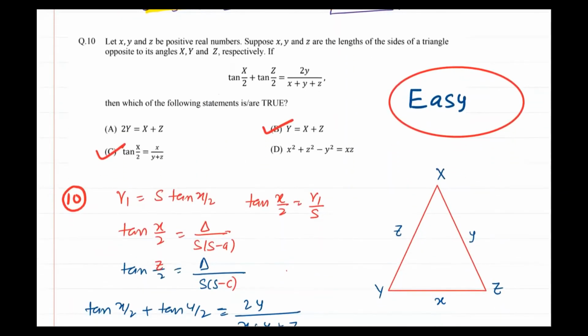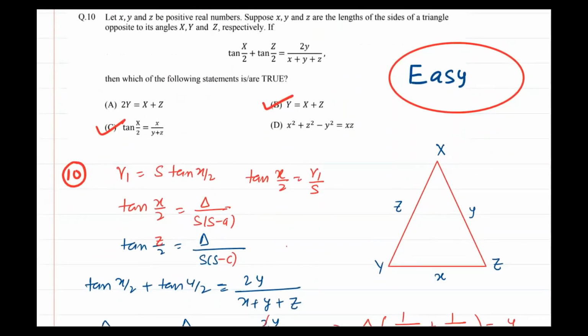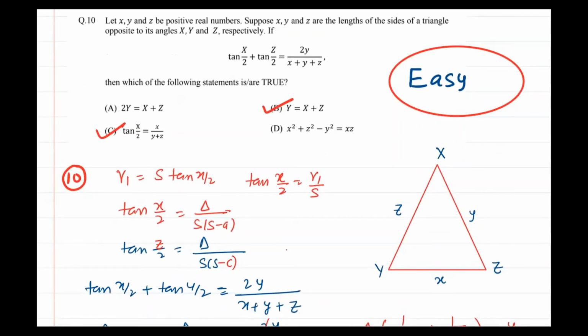Right. Question number 10. Let x, y, z be positive real numbers. Suppose x, y, z are the lengths of the sides of a triangle opposite to its angles capital X, capital Y, capital Z. If tan x by 2 plus tan z by 2 equals 2y divided by (x plus y plus z), then which of the following options are correct?